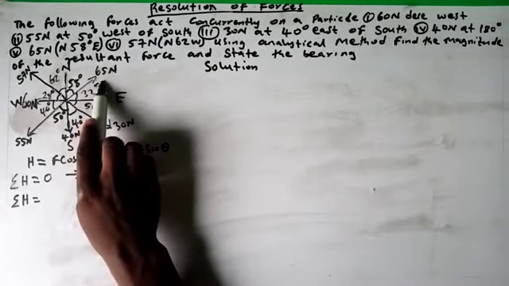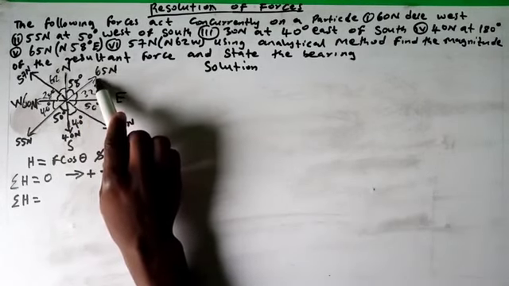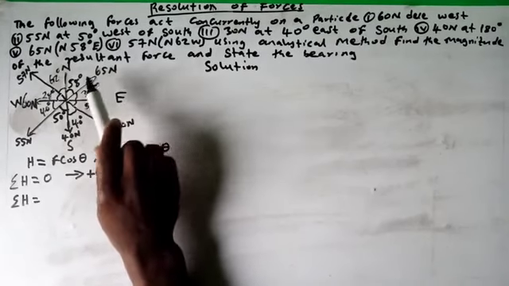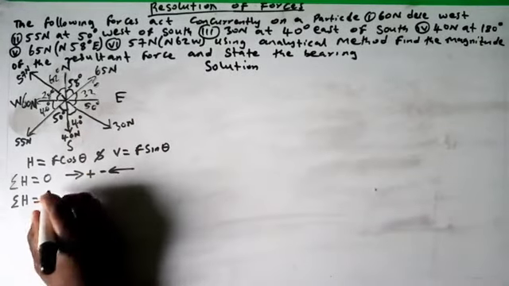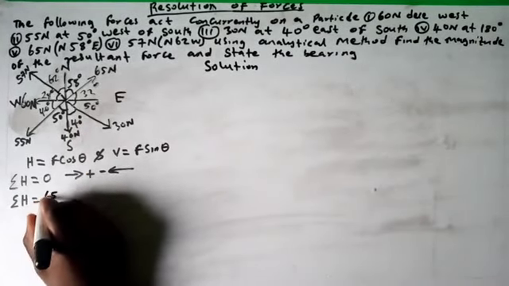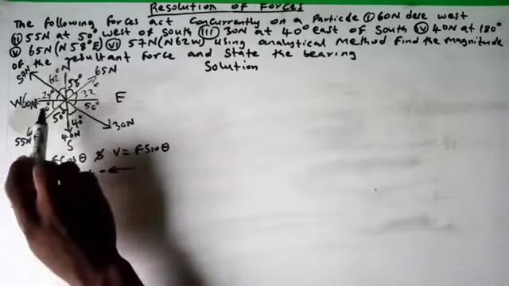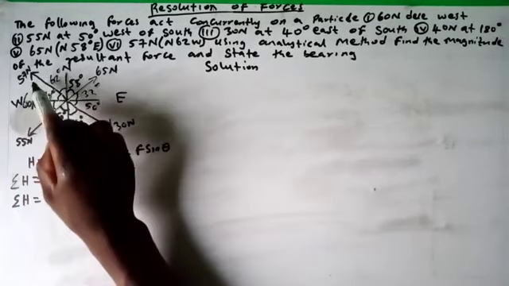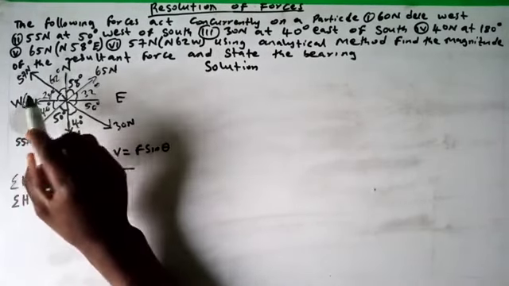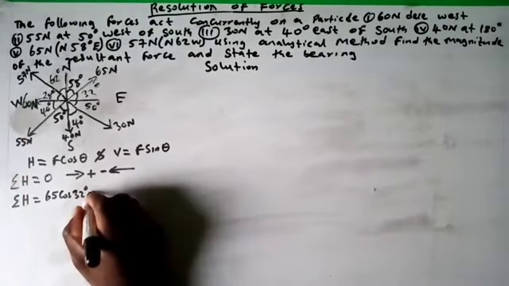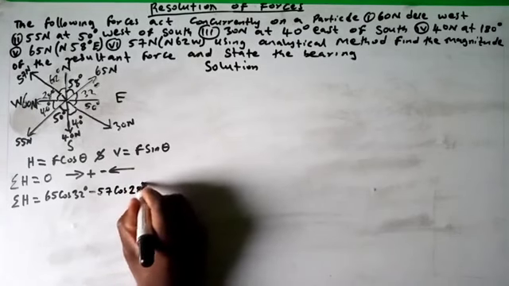For this 65 Newton, for us to know the sign convention, if we close this angle by dragging this force down, the arrow is pointing towards the positive direction. Therefore, the force is positive. So we now say 65 cos 32 degrees. The next force is 57 Newton. If we close this angle, the arrow is pointing towards the negative direction. Therefore, our 57 Newton force is negative. We have minus 57 cos the angle, which is 28 degrees.